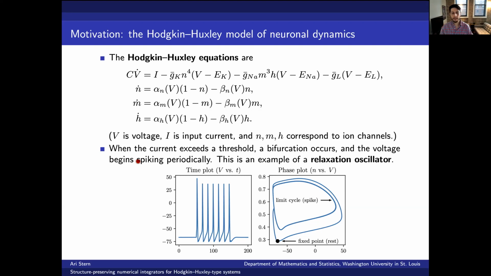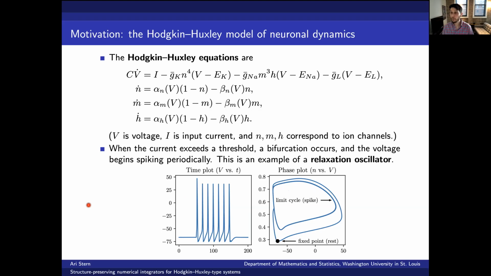Here I have a picture of what this looks like in time. I've turned on the current here, and you see there's one large initial spike and then repeated spikes after that, and then the current is turned off and there's no more spiking. And if we look at this in phase space, really most of the interesting dynamics happens in 2 dimensions. We can look just at N and V. We see that we start at this fixed point here, but when the voltage increases, the system is attracted to this limit cycle, which corresponds to this periodic orbit that corresponds to the spiking behavior.